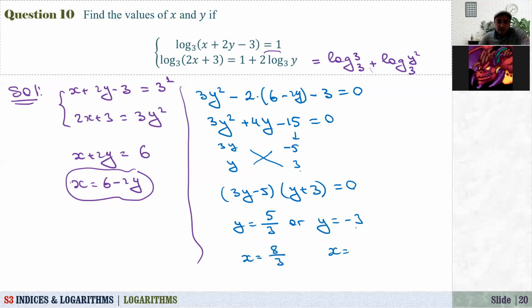And if y is equal to negative 3, it will be 12, right? Negative 2 times negative 3 is 6, and 6 plus 6 is 12. So we have two possible answers. But are they all possible answers? With x, we have no.